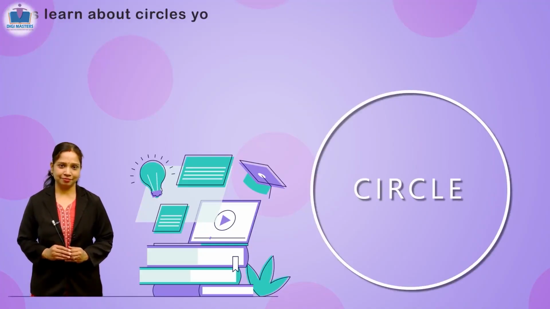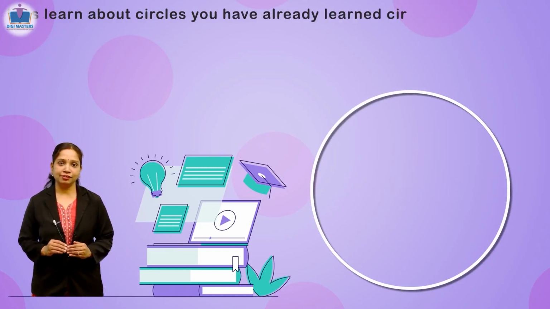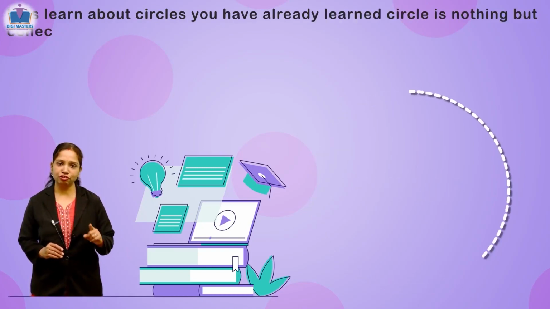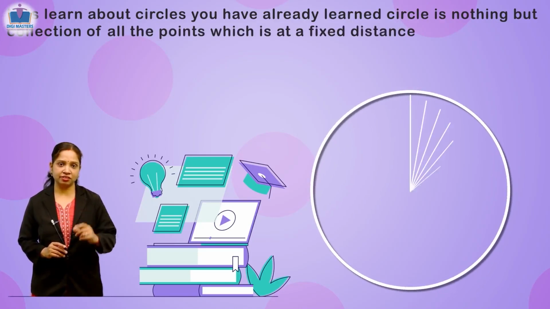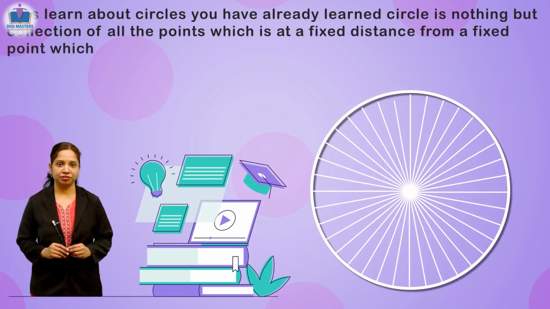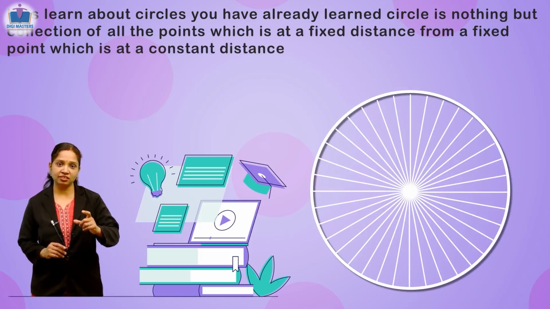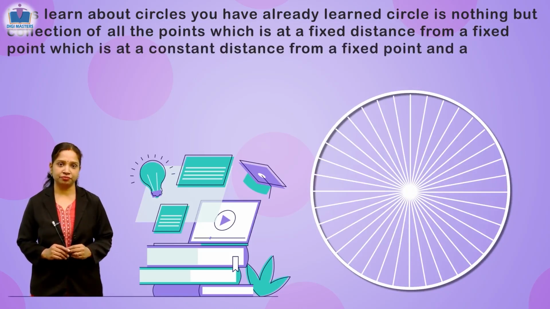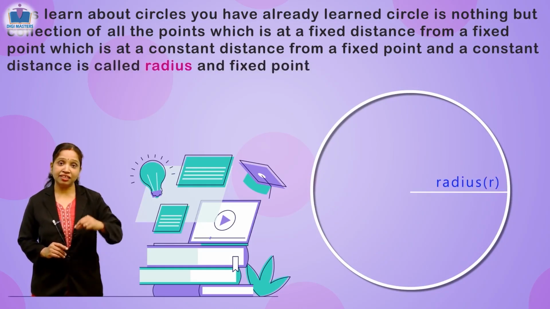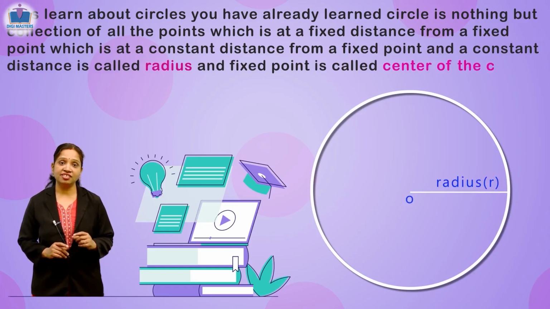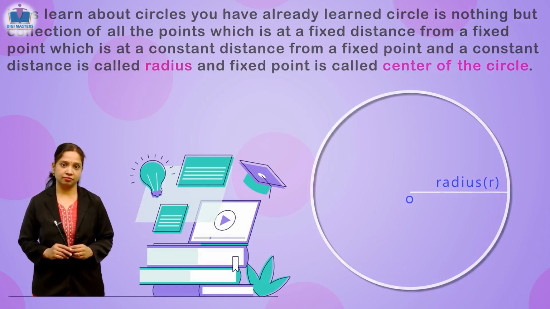Hello students, let's learn about circle. You have already learned circle is nothing but the collection of all the points which are at a fixed distance from a fixed point. The constant distance is called radius and the fixed point is called center of the circle.